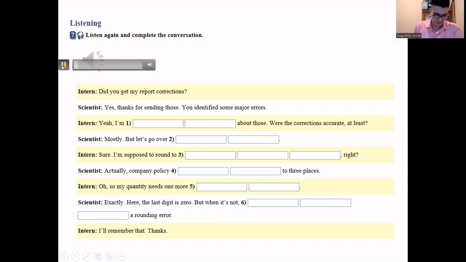Exercises 6 and 7, page 25. Did you get my report corrections? Yes, thanks for sending those. You identified some major errors. Yeah, I'm really sorry about those. Were the corrections accurate at least? Mostly. But let's go over significant figures. Sure. I'm supposed to round to 2 decimal places, right? Actually, company policy requires accuracy to 3 places. Oh, so my quantity needs 1 more trailing 0. Exactly. Here, the last digit is 0. But when it's not, you might cause a rounding error. I'll remember that. Thanks.